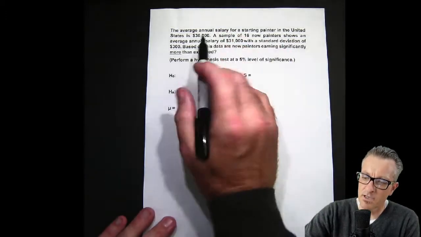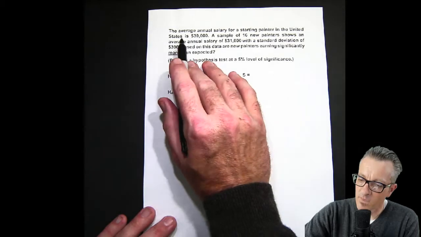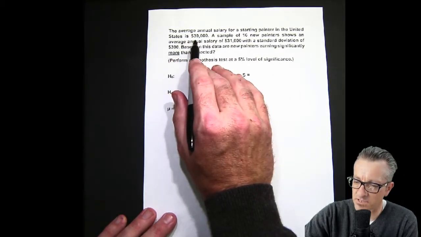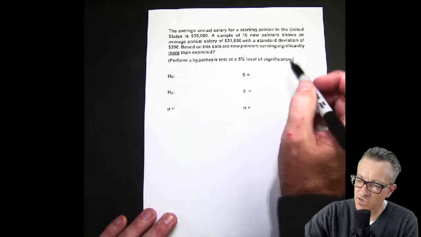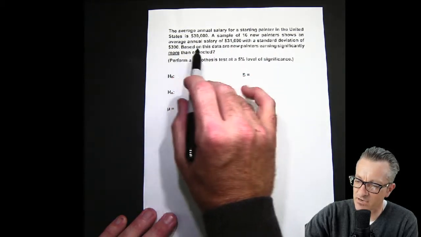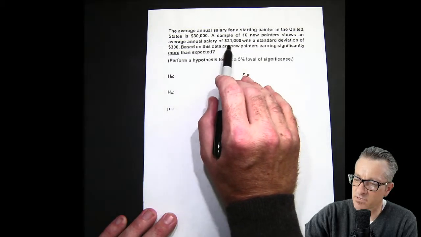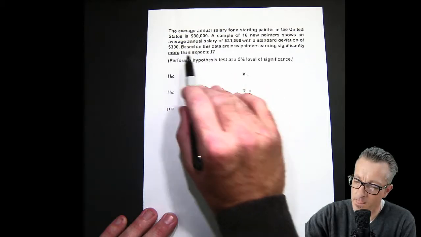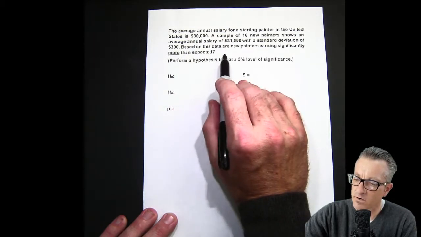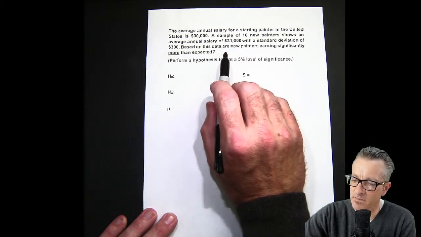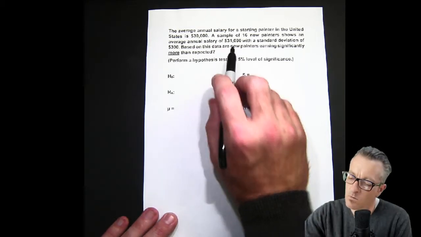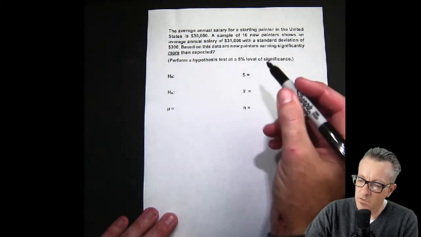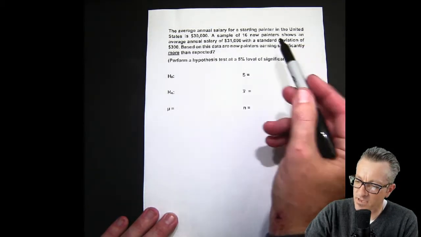Okay, to get started here, here's the problem. The average annual salary for a starting painter in the United States is $30,000. A sample of 16 new painters shows an average annual salary of $31,000 with a standard deviation of $300. Based on this data, are new painters earning significantly more than expected? So what we have is a setup for a hypothesis test. Right off the bat, we can look at a couple things here.